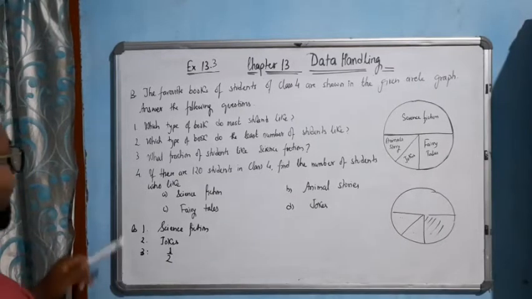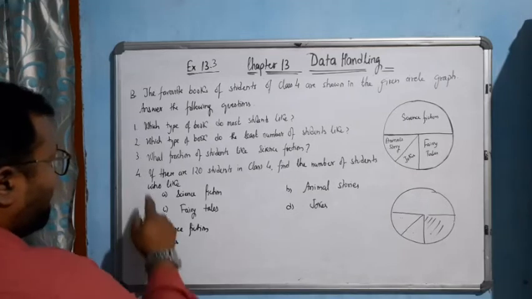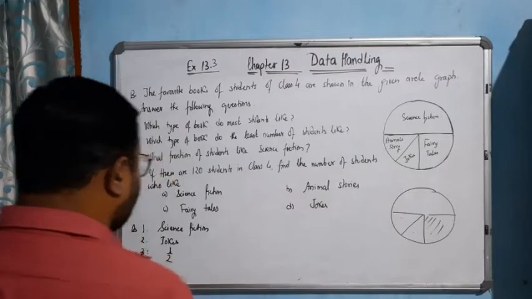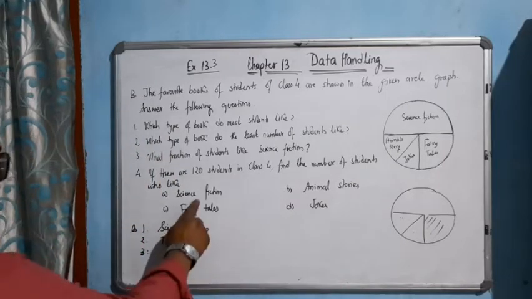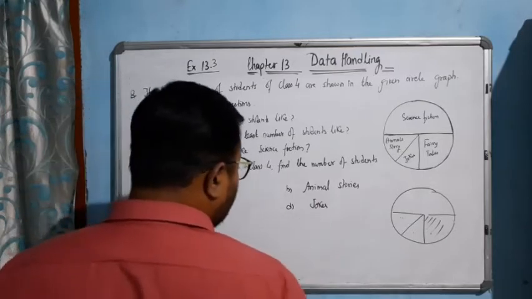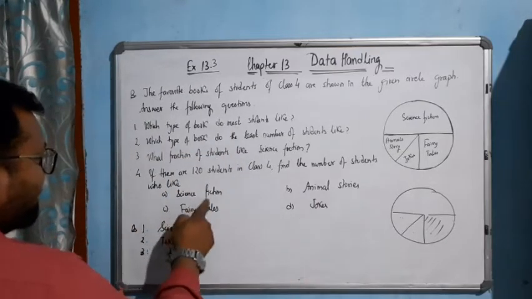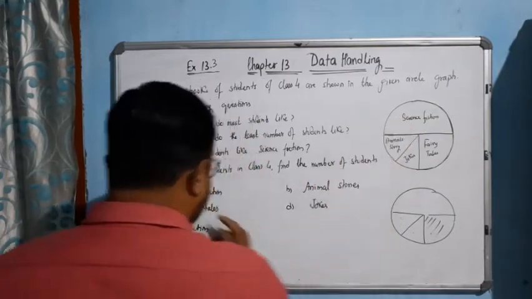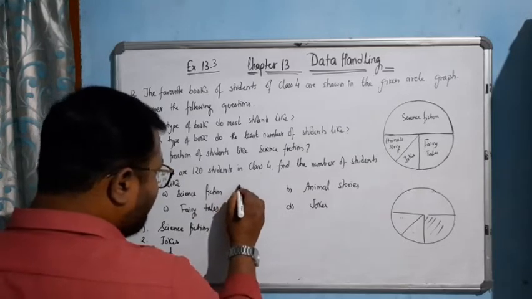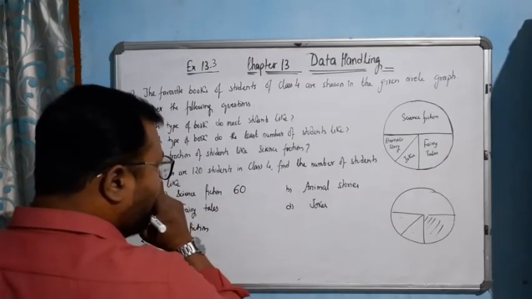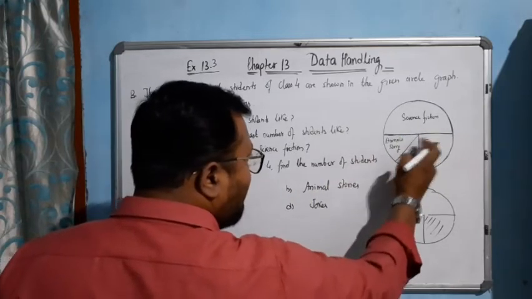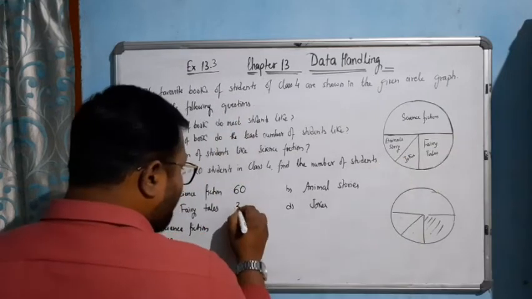And come to the last question, question number 4. If there are 120 students in class 4, find the number of students who like science fiction, animal stories, fairy tales and jokes. If we see here, science fiction takes half of the circle, so half of 120 will be for science fiction. It will be 60. Okay, for fairy tales, this part is 60. Out of 60, half is used for the fairy tales, so it will be 30.